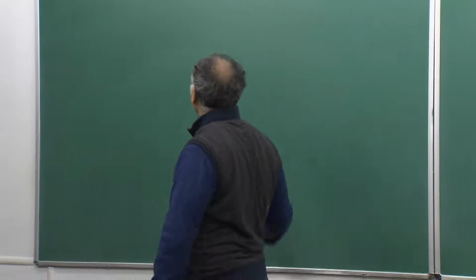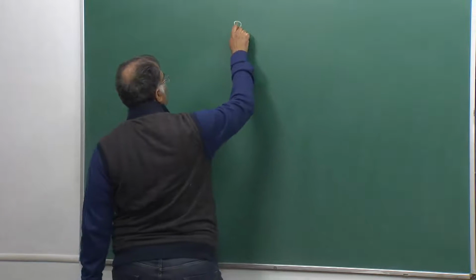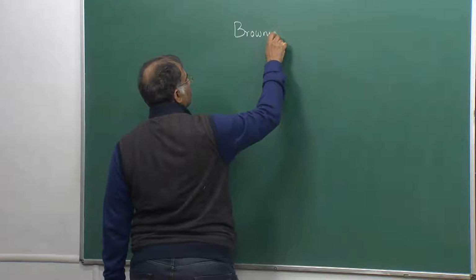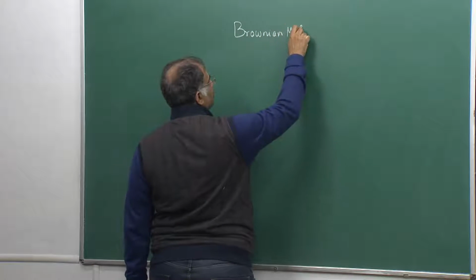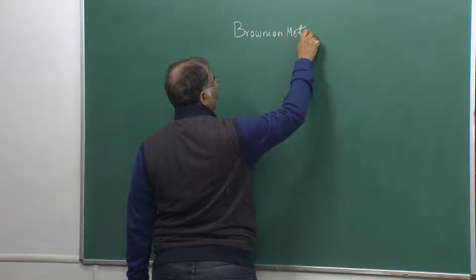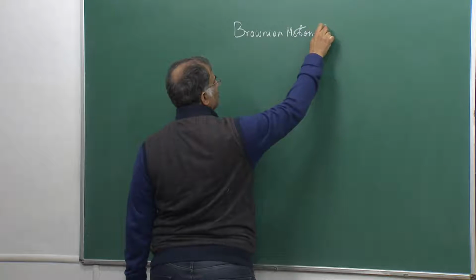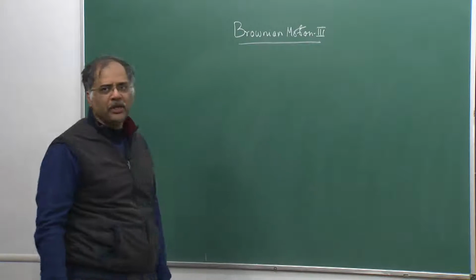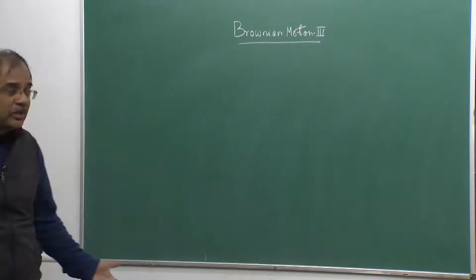Today we are going to do the last part of Brownian motion, which I am writing as Brownian motion 3. And today we are going to do a very important part. We will be talking about the quadratic variation of a Brownian motion. What does it mean?